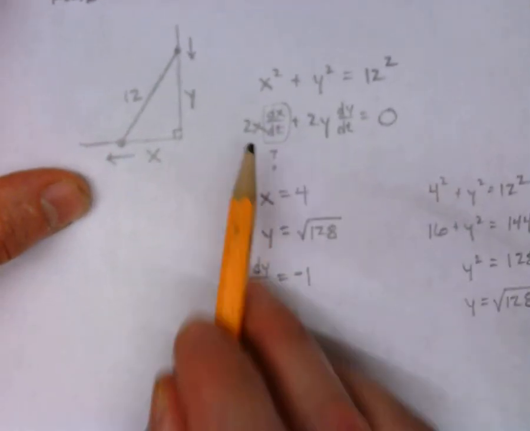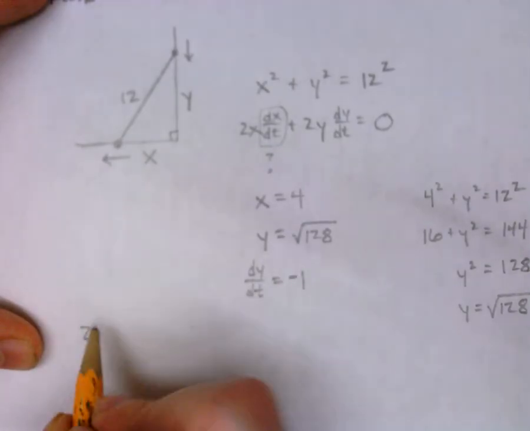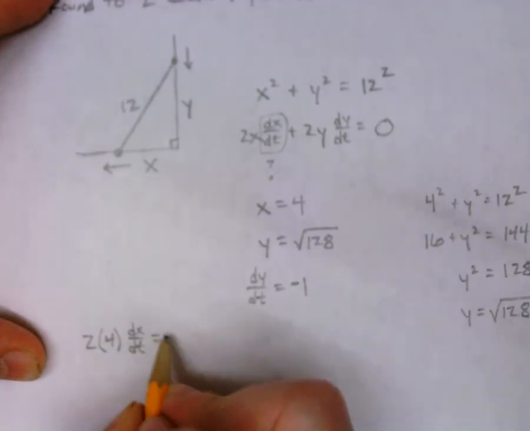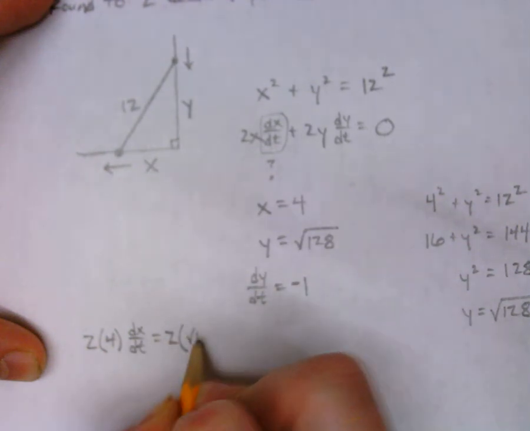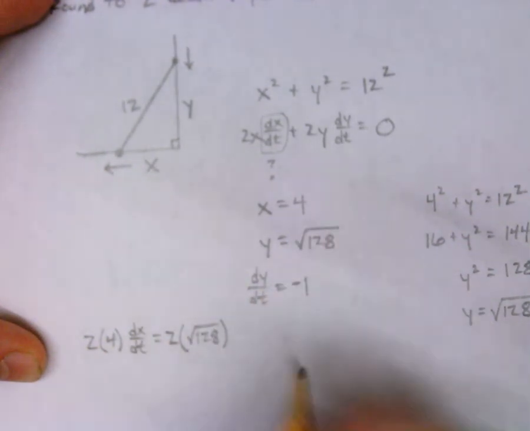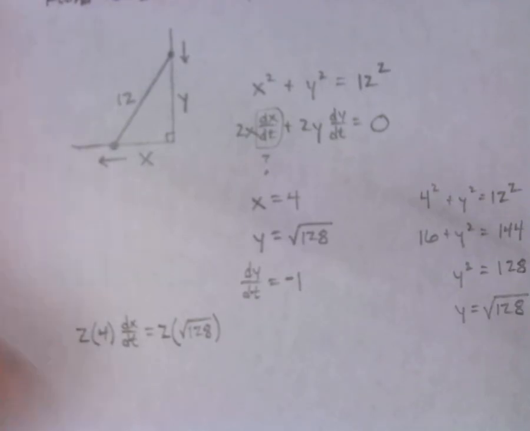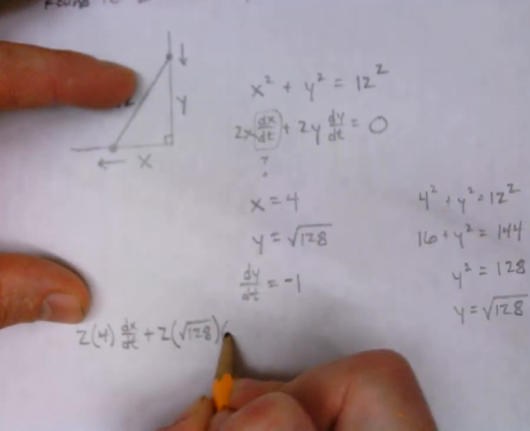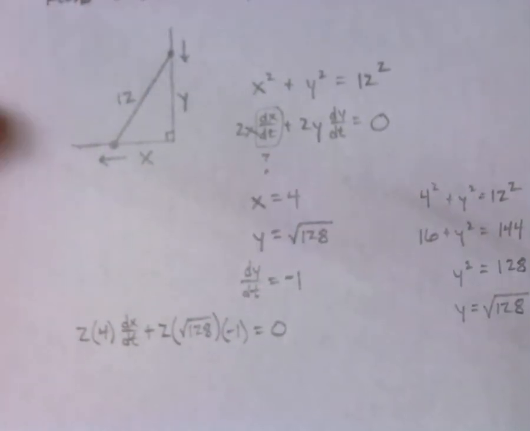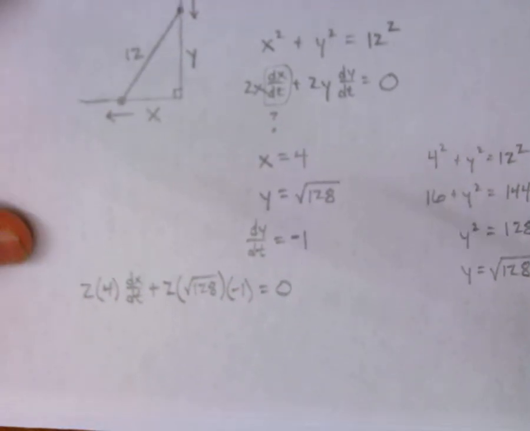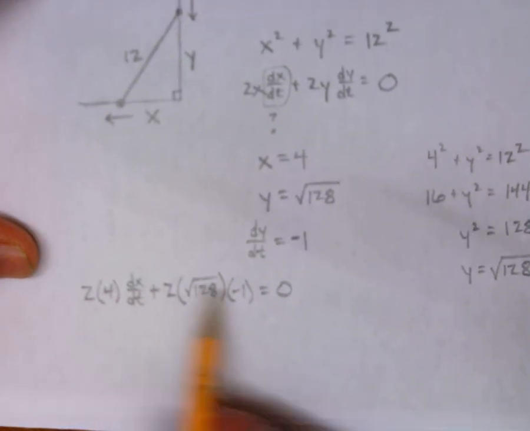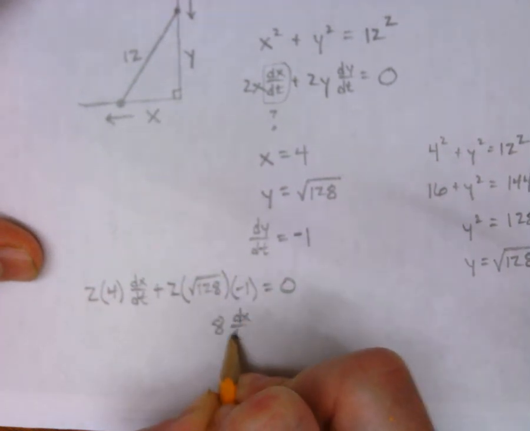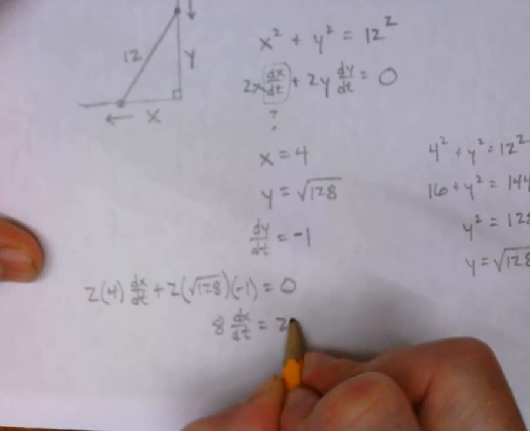Okay, so when we put them all in, I know 2 times 4 dx over dt, 2y is square root 128. I wrote an equal sign there. I did not mean to. That's a plus. dy over dt is -1, and that whole thing equals 0. So if I continue, right? That'd be negative. If I add that over here, I'd end up with 8 dx over dt equals 2 square root 128.